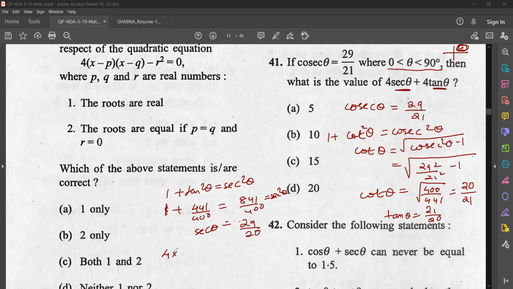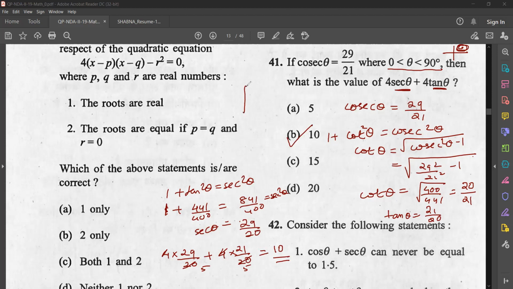4 sec theta. So 4 into sec theta, which is 29 by 20, plus 4 tan theta. Tan theta is 21 by 20. So just cancel. So you get 29 plus 21 by 5. So that is 50 by 5. So you will get 10. Value is 10. So which is that option? Option B. Option B is the answer.